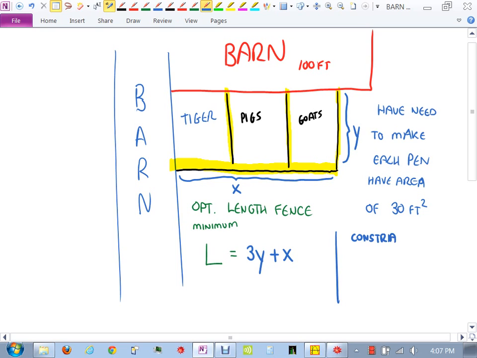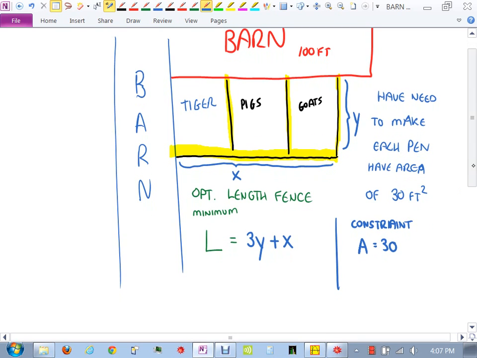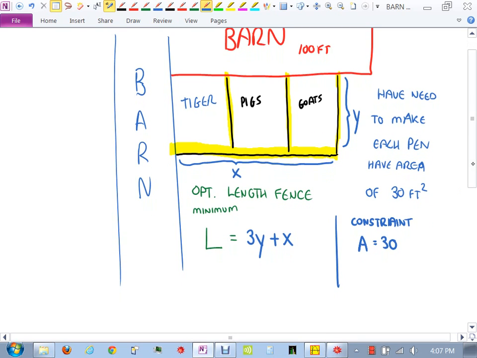What's my constraint? The area must be 30, right? What is the area? I'm not sure. What did I say? Each pen has to have an area of 30. Yes, 90. Each pen has to have 30, so 30, 30, 30, 90.